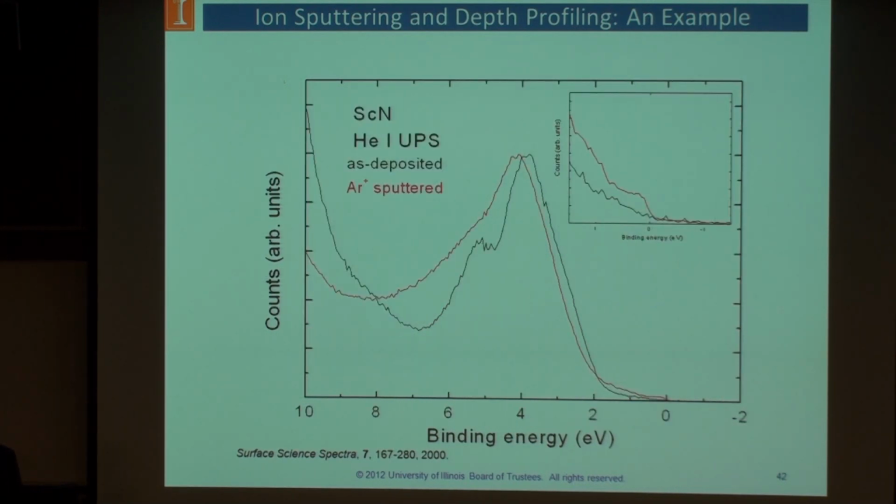Here's another example of scandium nitride UPS that's being sputtered. If you look closely at the Fermi level, we'll notice that the density of states diminishes towards the Fermi level in the as-deposited surface. But with the argon-sputtered surface, we are actually inducing a Fermi level. So this is evidence that once we're removing the nitrogen from the scandium nitride, we're actually reducing scandium from plus 3 down to metallic. So we're changing the electronic structure of the material.